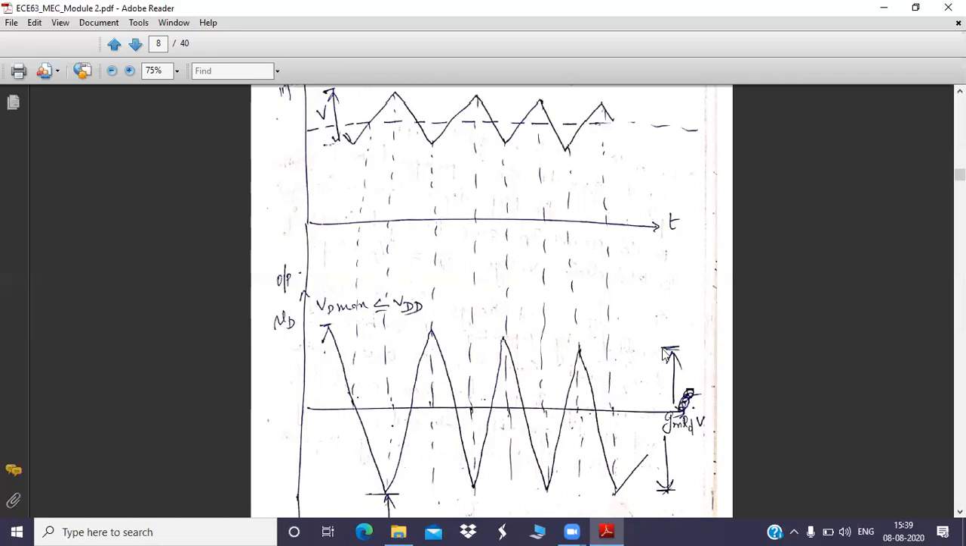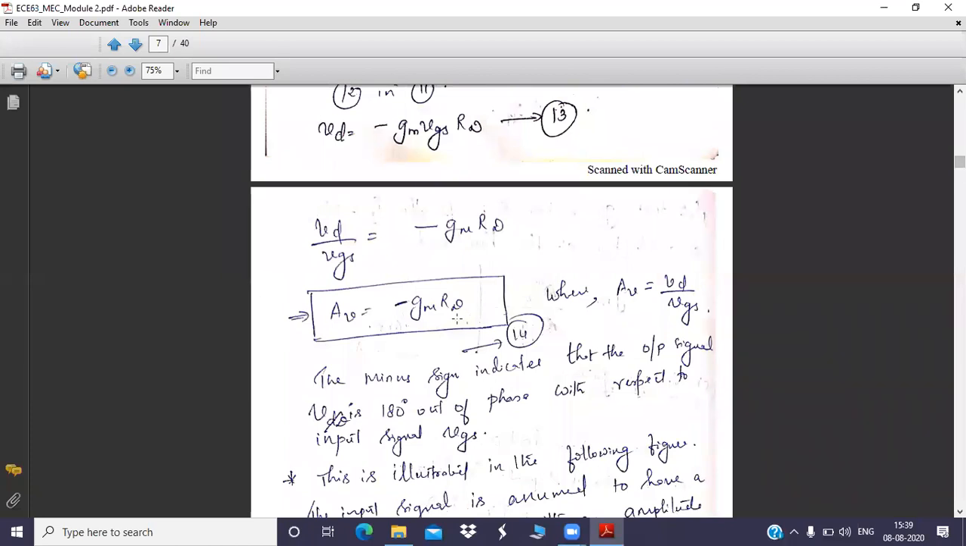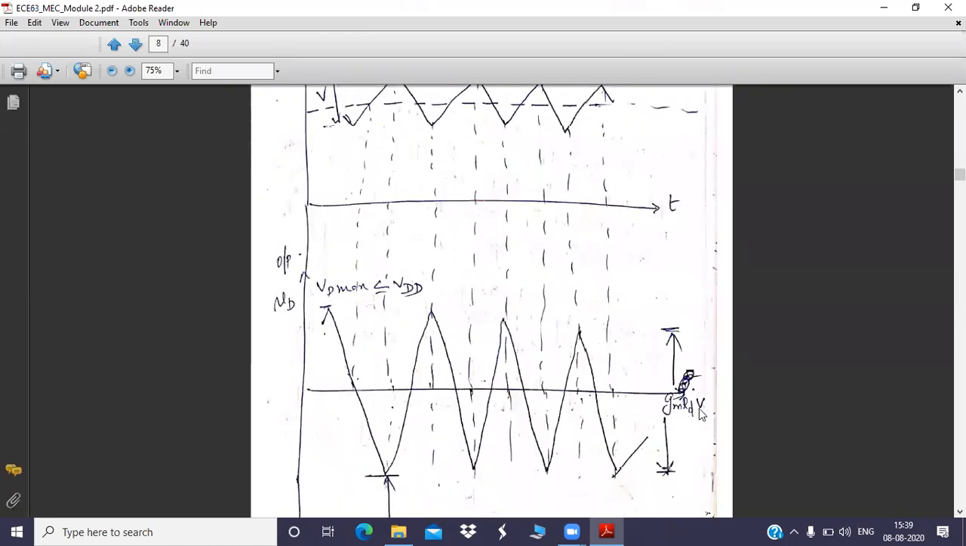And what about this peak to peak? This is gm into RD, because this is vd only. The vd expression we have already found. gm into RD, that is Av, and if you multiply with VGS, you will get vd. So what is vd? gm VGS RD. It is missing VGS here. It is gm RD VGS. That is the output voltage that you got. It is an exact 180-degree phase reversal with respect to the input.